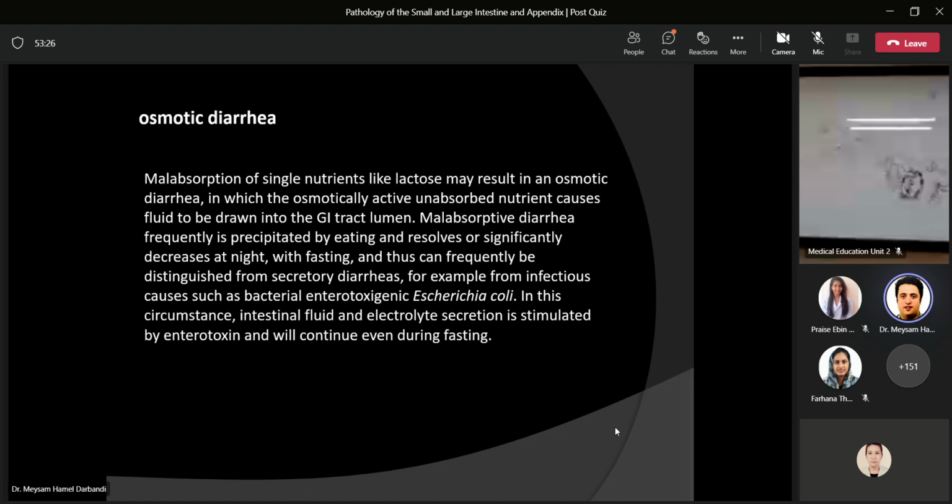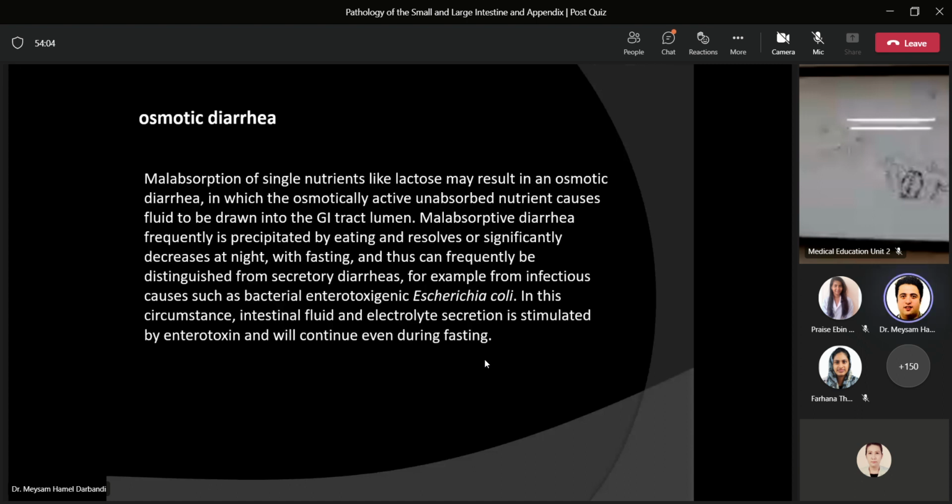One other type of diarrhea is osmotic diarrhea. It is due to malabsorption of single nutrients like lactose. Where do I find lactose? In milk and dairy products, right? What will happen if we don't have the enzyme lactase in our body? It will be lactose intolerance, so we will have diarrhea.